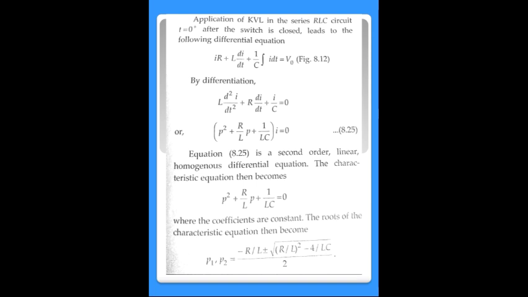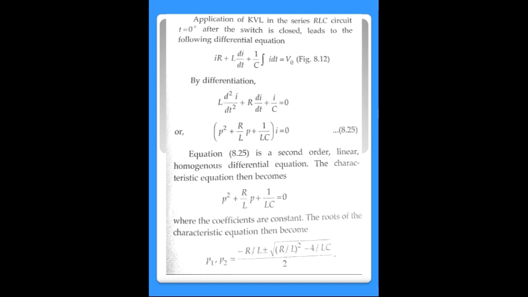IR plus L di/dt plus 1/C integral of I dt is equal to V0, where IR is the voltage across the resistance, L di/dt is the voltage across the inductor, and 1/C integral of I dt is the voltage across the capacitor. That is equal to V0, the source voltage.